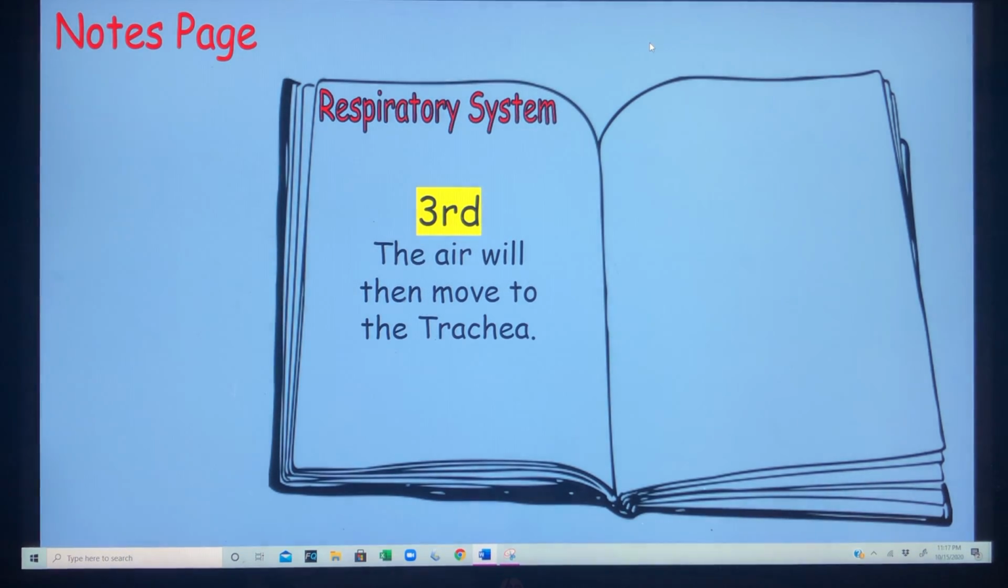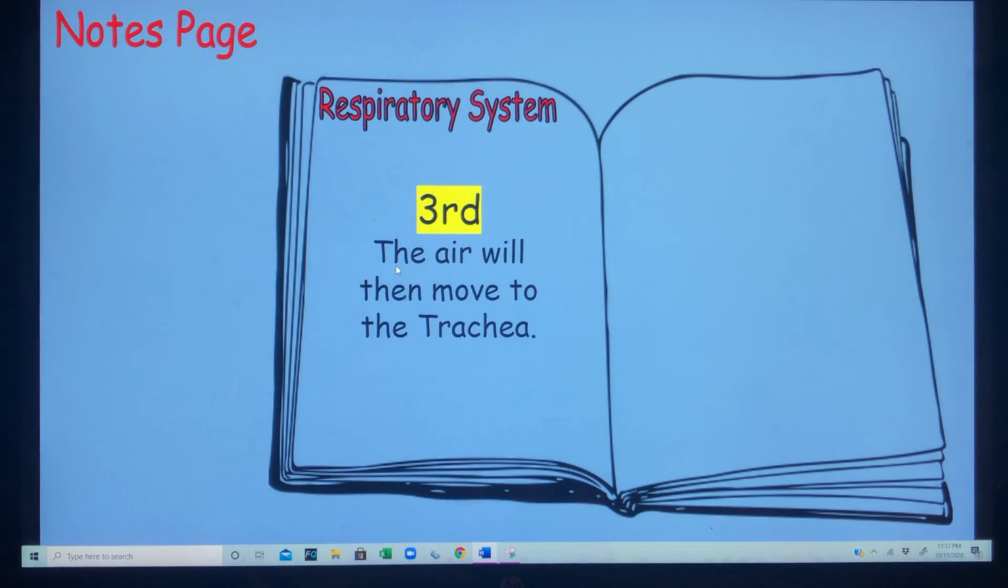So for your entry in your science notebook, place third at the top and write down that the air will then move to the trachea.